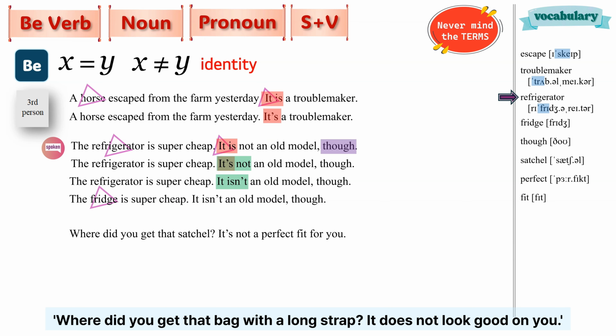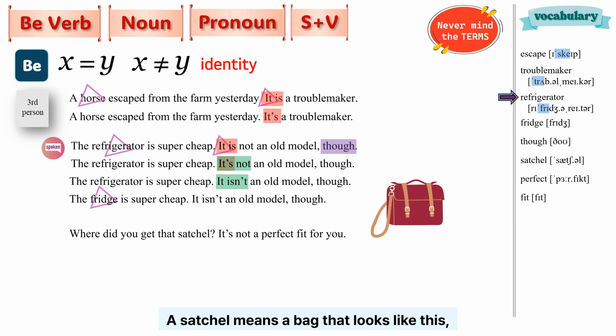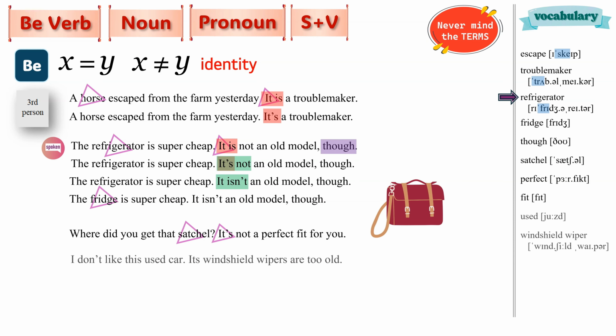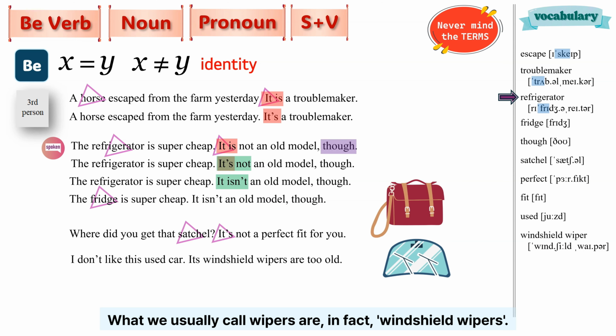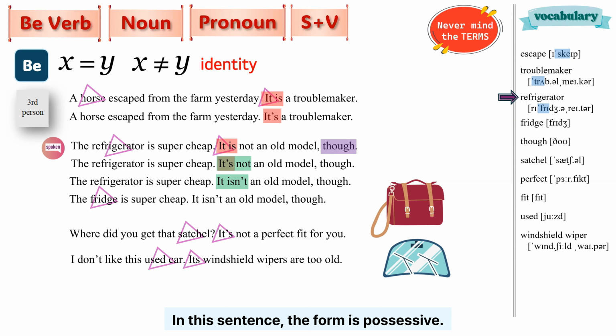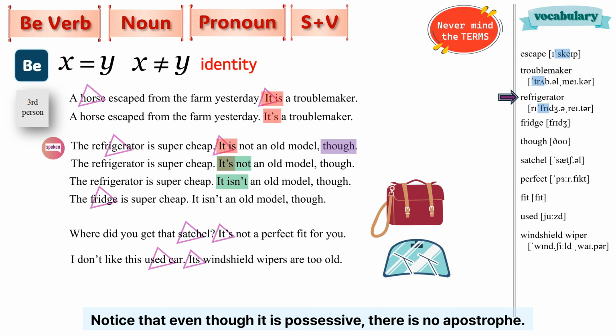Where did you get that bag with a long strap? It does not look good on you. A satchel means a bag that looks like this, and the pronoun here is also easy to notice. I do not like this used car. Its windshield wipers are too old. What we usually call wipers are in fact windshield wipers. Since they come in pairs, they are basically plural. In this sentence, the form is possessive. Notice that even though it is possessive, there is no apostrophe.